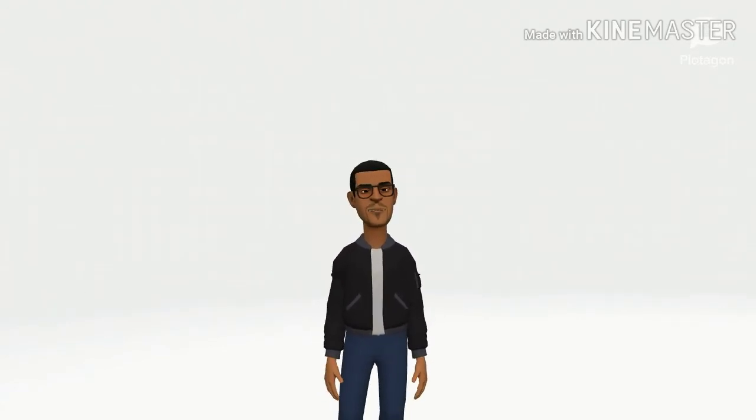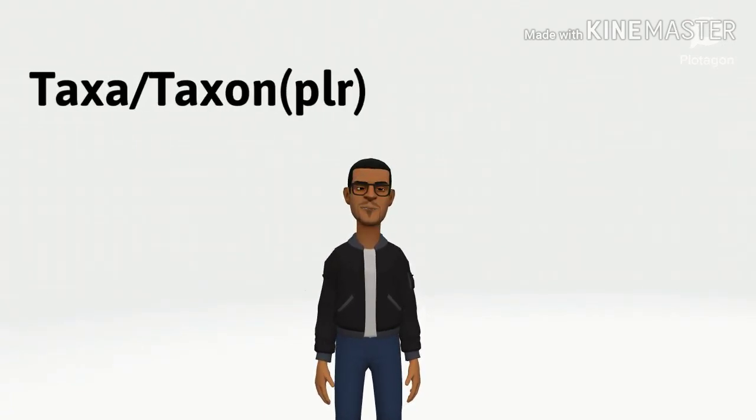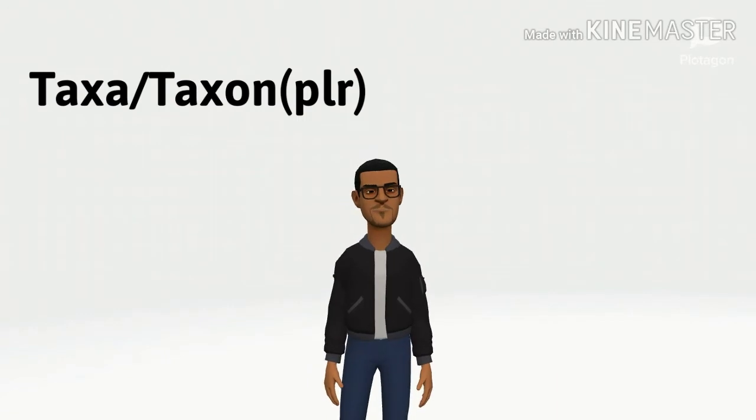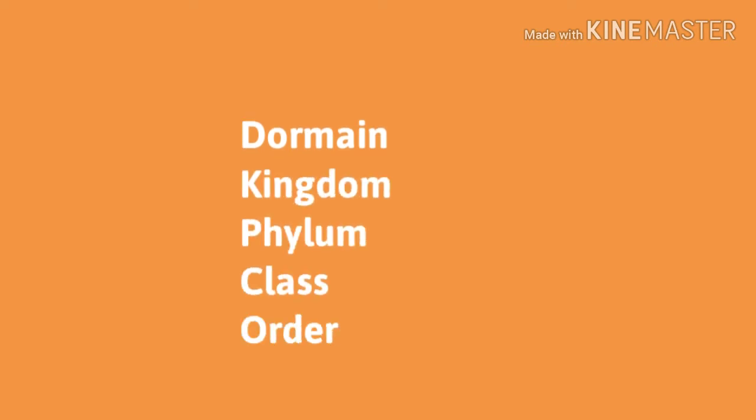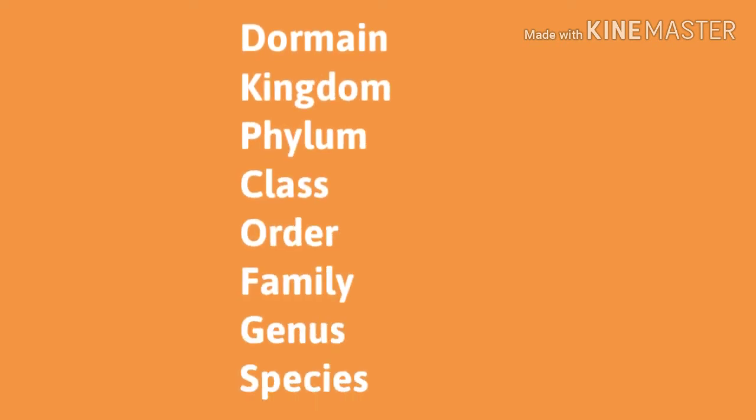In taxonomy, there are several levels that exist in which the organisms are grouped. They are called taxon in singular or taxa in plural. These levels or taxa are domain, kingdom, phylum, class, order, family, genus, and species.